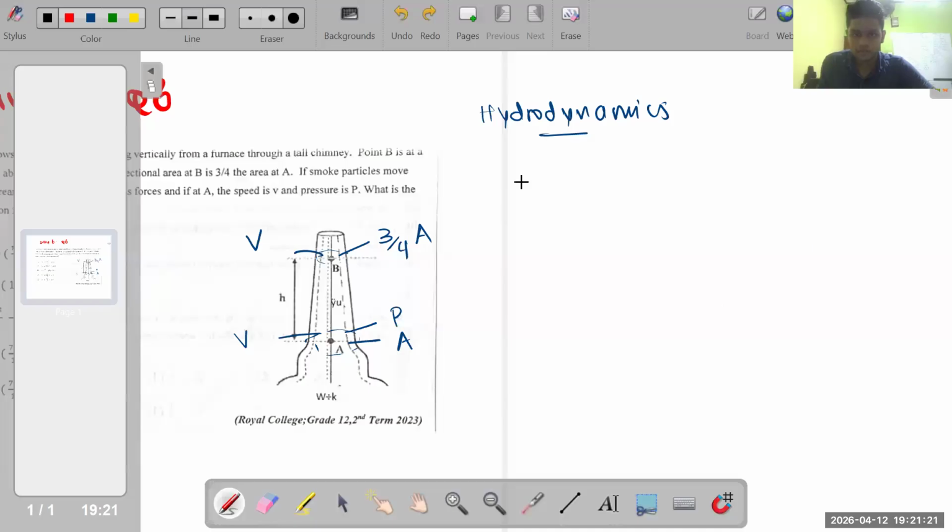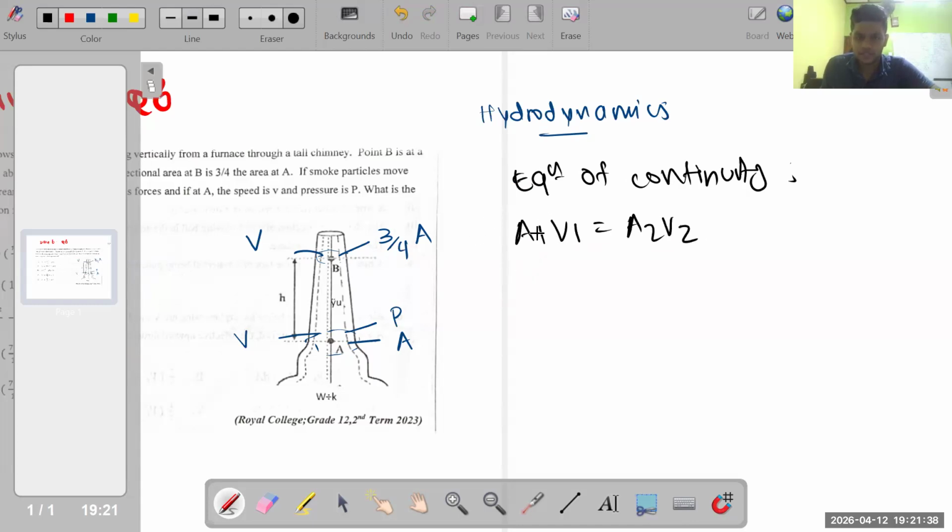Equation of continuity. According to the equation of continuity, A1 V1 equals A2 V2, which means the initial cross-sectional area multiplied by the velocity is equal to the second cross-sectional area multiplied by its velocity. Area into velocity means volume flow rate.